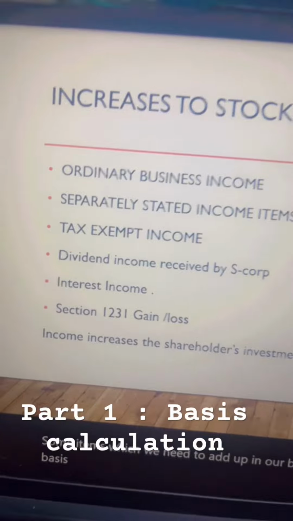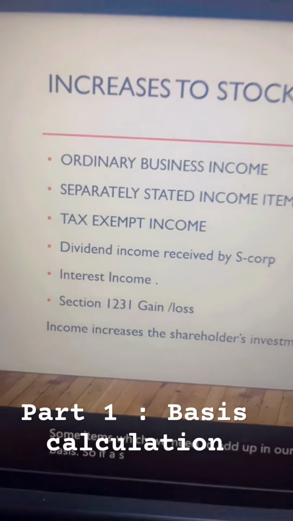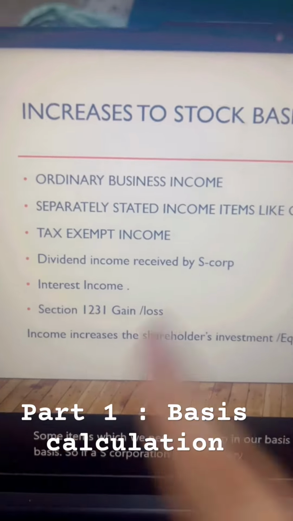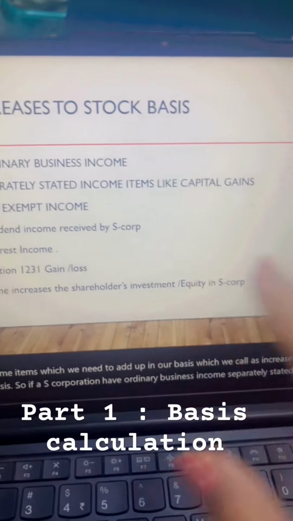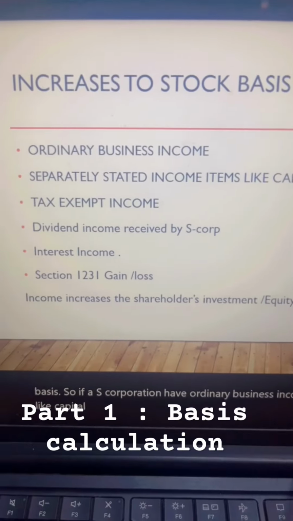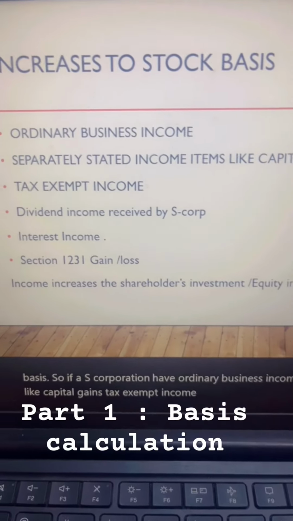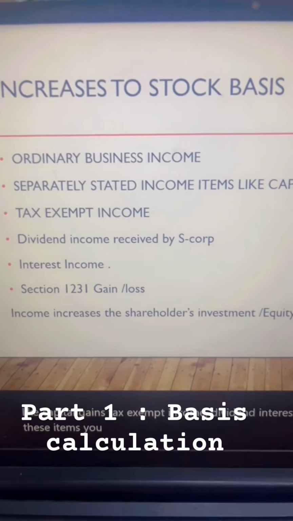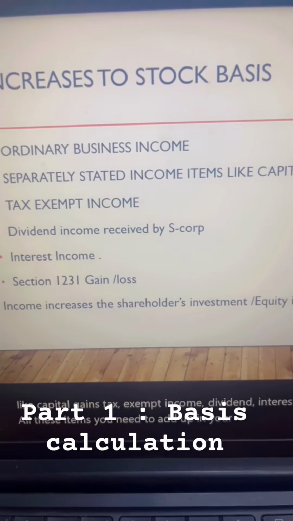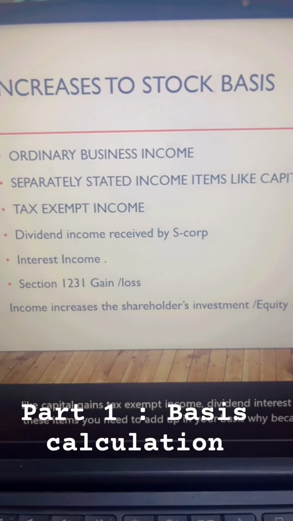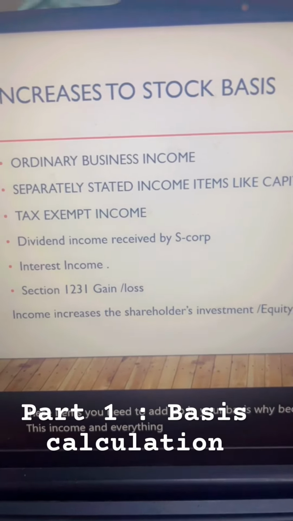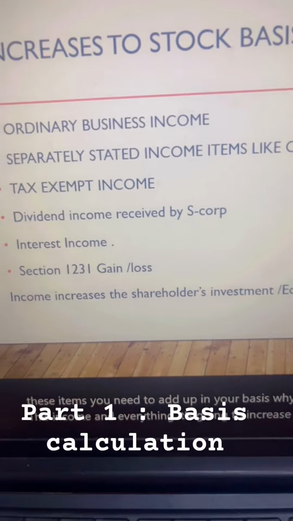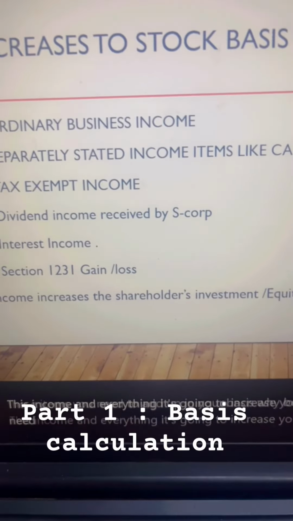So, if an S corporation has ordinary business income, separately stated income like capital gains, tax exempt income, dividend, interest income, 1231 gain and loss, all these items you need to add up in your basis. Why? Because this income is going to increase your investment, right? So these need to be added into your basis.